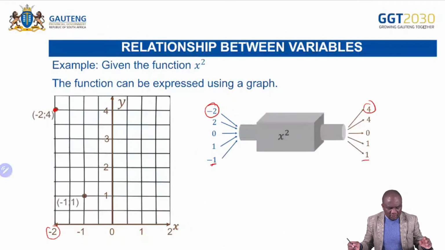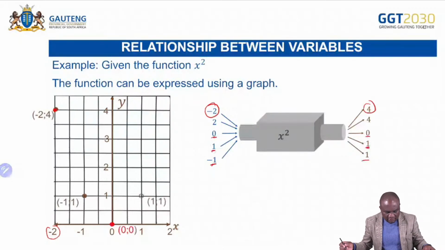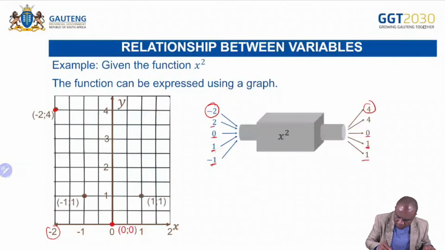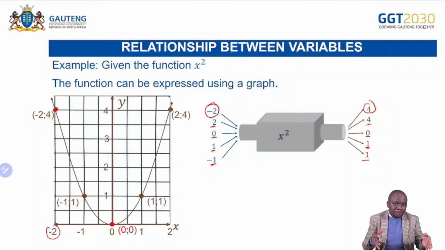Please don't draw the graph, otherwise it will take time. Then we come to 0. 0 will give us 0. Let me just show you 0, 0 there. That's the origin. And then 1 will give us 1. See, 1, 1 there. And then 2 will give us 4. Input value of 2 will give us output value of 4. And then these points can be joined, and then we have our graph. So do you see that we can have a function represented using graphs?